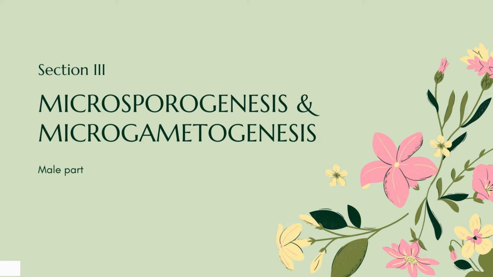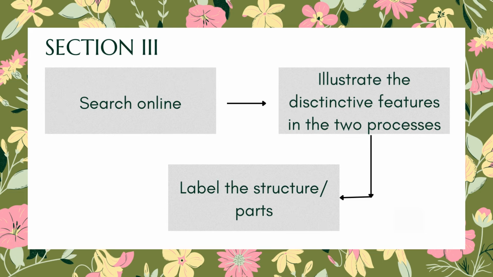Section 3 is the microsporogenesis and the microgametogenesis. These processes take place in the male reproductive parts of the plant. The methodology for Section 3 includes the following. First is to search for online references of the 2 processes, microsporogenesis and microgametogenesis. Next is to illustrate the distinctive features in the 2 processes. And lastly is to label its structures and parts.